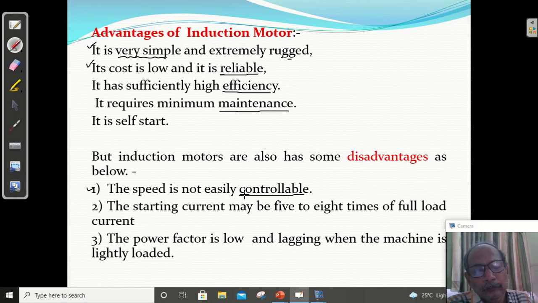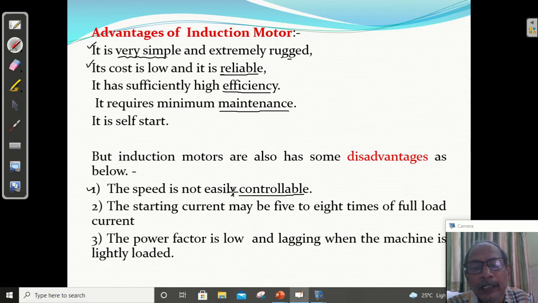So, but you can observe that its speed control is not possible easily. Okay, so we have some techniques, we will control the speed also, but it can't be controlled easily. Okay, second disadvantage क्या है?